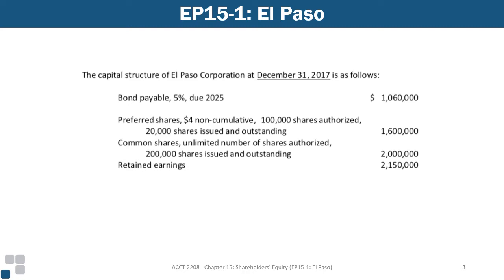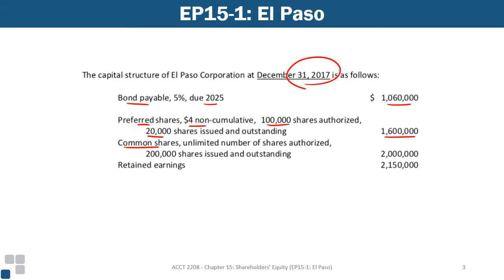Okay, so we'll just briefly review the details that we have. The capital structure of El Paso at December 31st, 2017 includes 5% bonds payable that are due in 2025 with a balance of $1,060,000. There are some preferred shares. They're $4 non-cumulative. The $4 means that's what they pay for a dividend. There are 100,000 shares authorized, 20,000 shares issued, and the carrying value of those is $1,600,000.